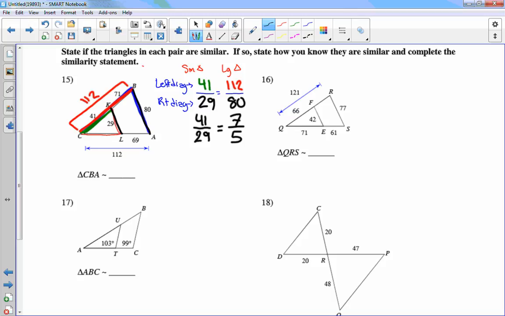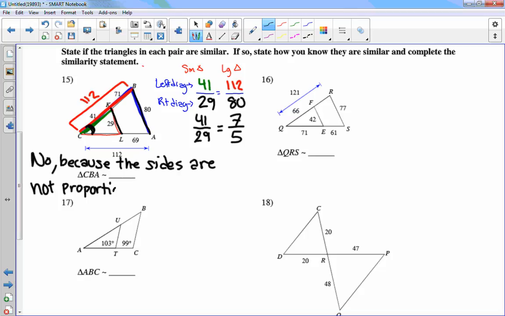No. They're not similar. The only thing they have in common is one congruent angle down here. The sides are not proportional. So it fails the side angle side. And the sides are not proportional. So we say no, because the sides are not proportional.